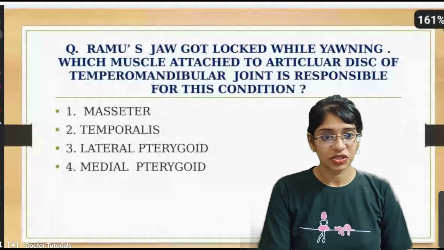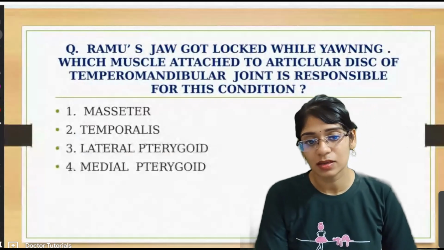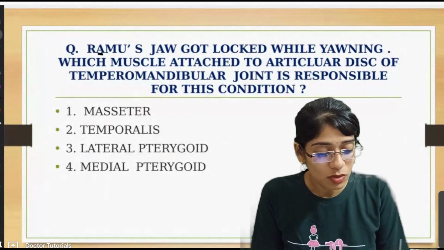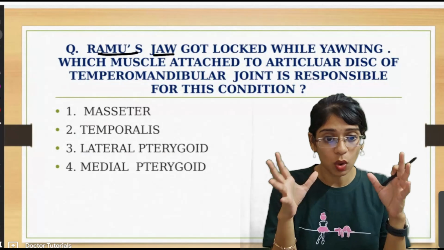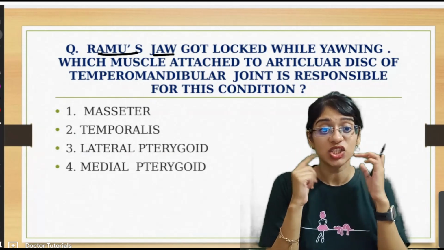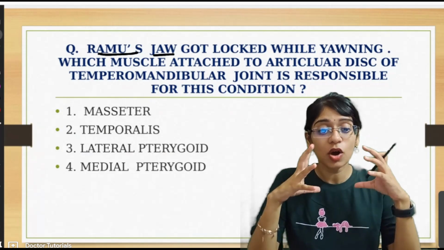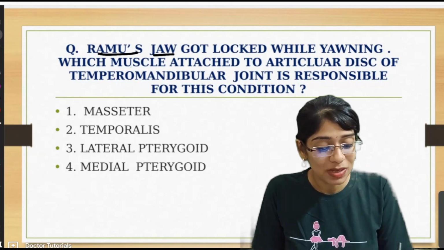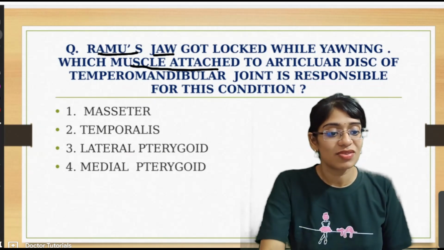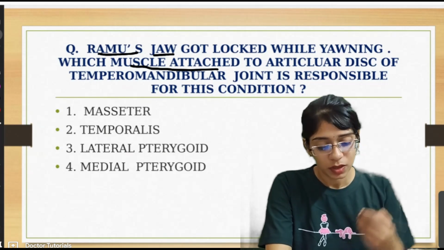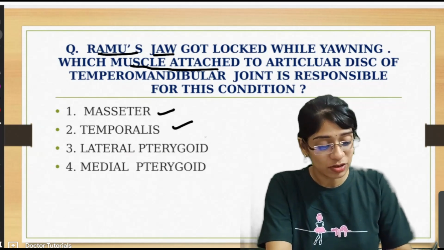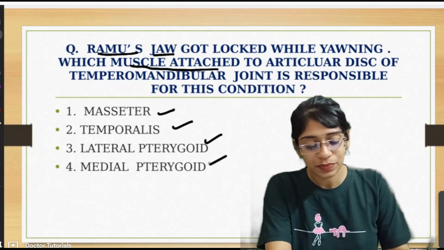Now let's read the question first, and then we'll come back to it once I explain the muscles of mastication. Ramu's jaw got locked while yawning. He was yawning, and during that time his jaw got locked. He couldn't open it further or close it. The question is, which muscle attached to the articular disc of the temporomandibular joint is responsible for this condition? The options given are masseter, temporalis, lateral pterygoid, medial pterygoid.